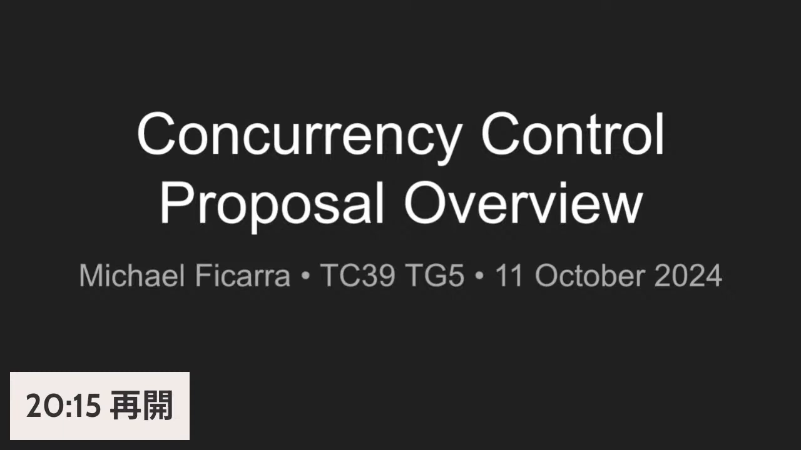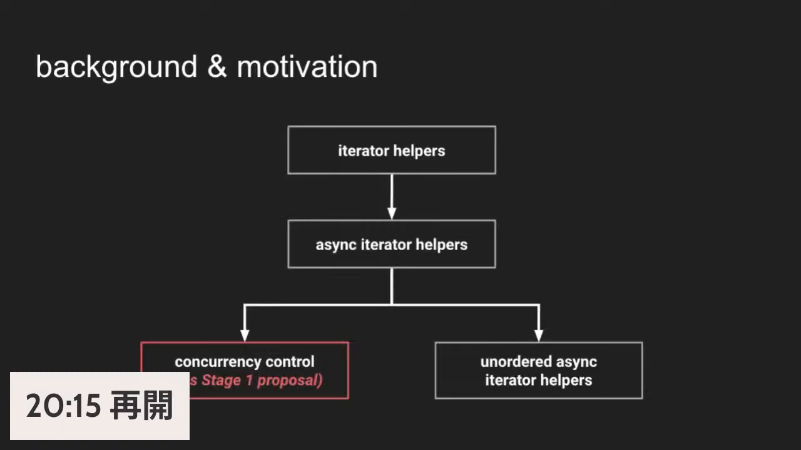All right, so I'm Michael, and I have been a champion of a number of proposals, but today we're talking about the concurrency control proposal. So here's some background. Is everybody familiar with the iterator helpers proposal? Probably not, right? Some people?